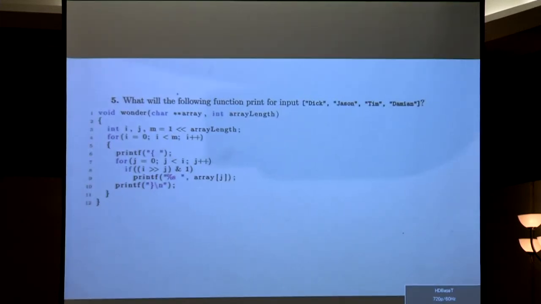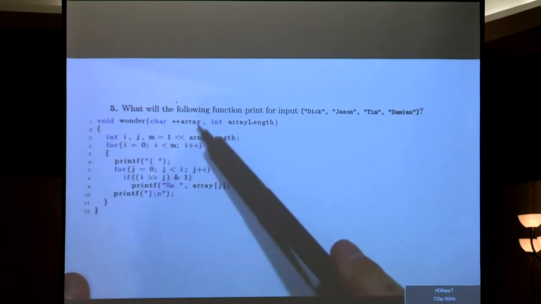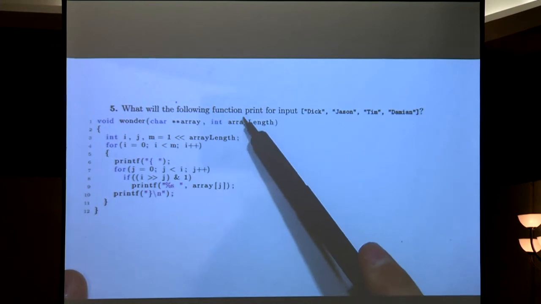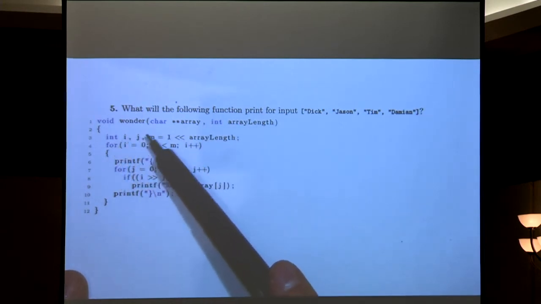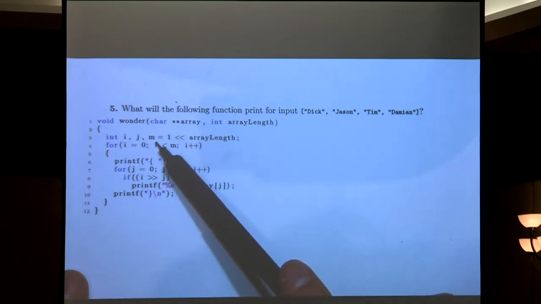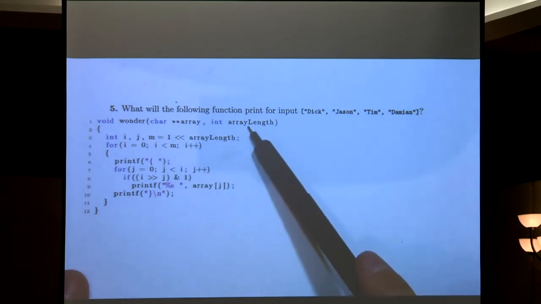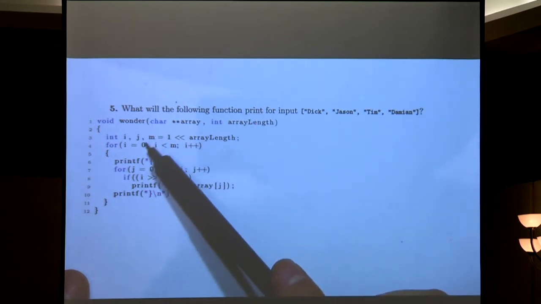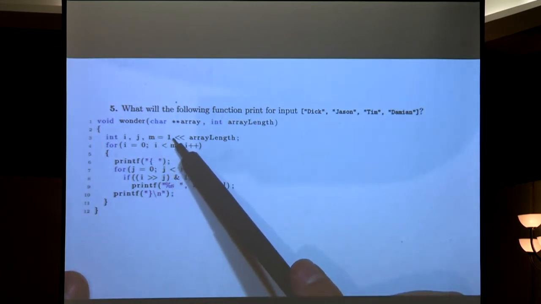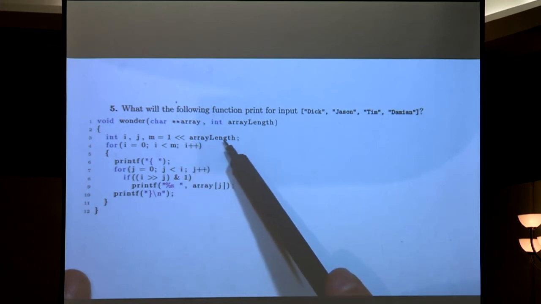So we're passing in the array, its length. We've got 3 variables, i, j, and m. M, I guess I could have named this n. I don't know why I named it m. Oh, because this was originally n in my original code. Okay. So m is equal to 1 shifted to the left by the array length.